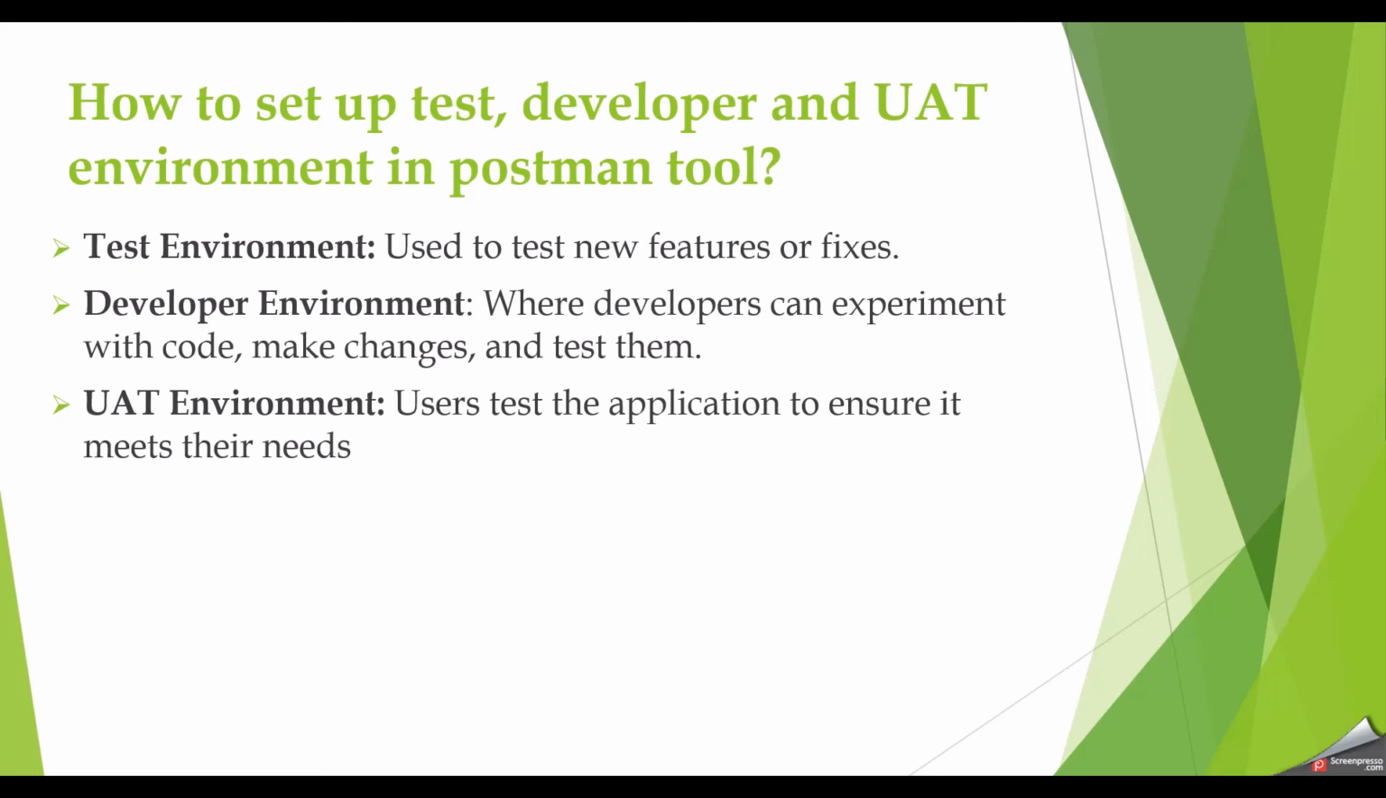In software development, different environments are used to test and develop the application safely. The development environment is where the developers build and test the new features. Then the test environment is where the test engineers check if everything works as expected. Next is the UAT environment, that is the user acceptance testing environment, where the final version is tested by the real users before it is released to the live environment.